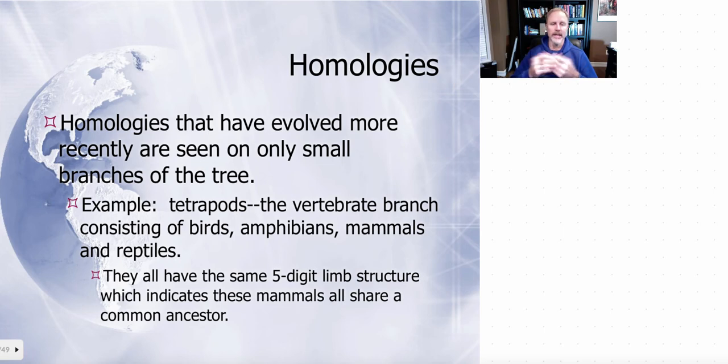And if you look at tetrapods, these are four-limbed animals. This is a vertebrate branch of the tree that consists of birds, amphibians, mammals, reptiles, etc. They all have a very similar five-digit, four-limb structure, and this indicates that these mammals, for instance, in this case, all share a very common ancestor.